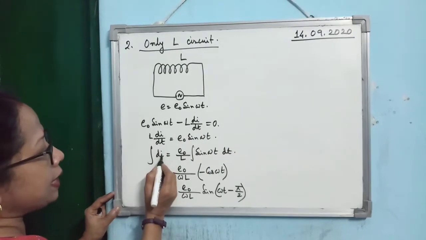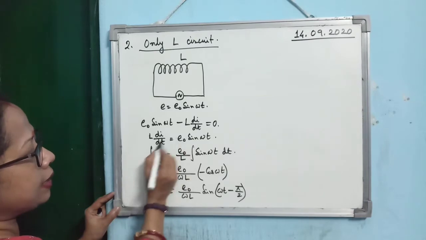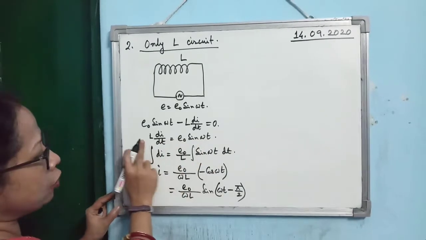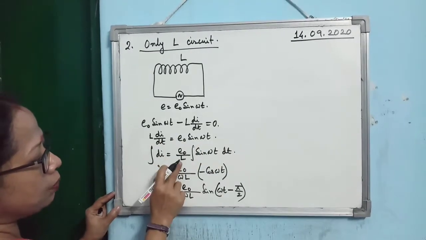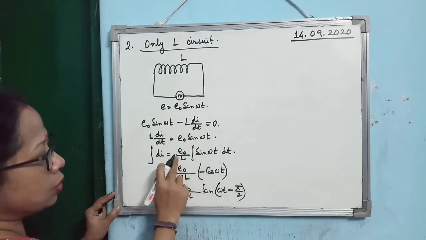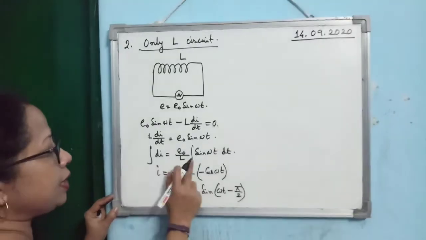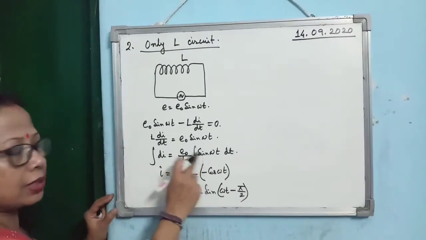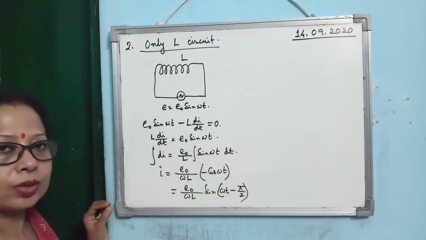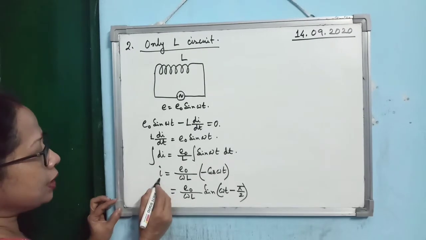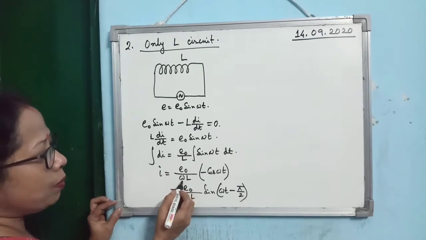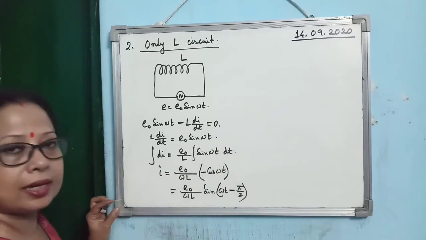So if you take di on one side, L and dt go to the other side. L will come down, so di equals E0 by L sin omega t dt. Now I have integrated both sides. I have jumped one step here, I hope you have understood. Integration of di is I, then E0 by L times the integration of sin omega t dt.